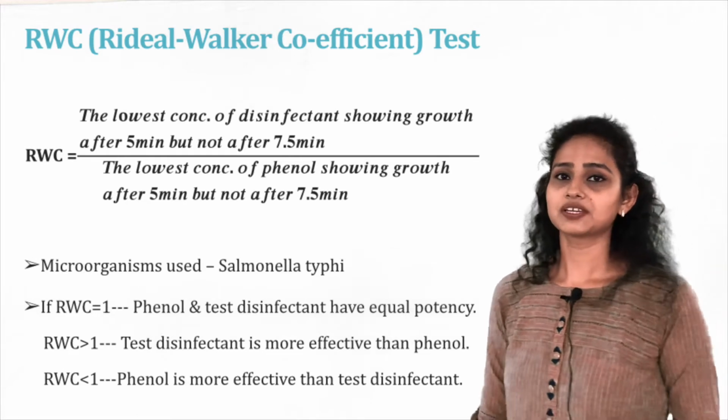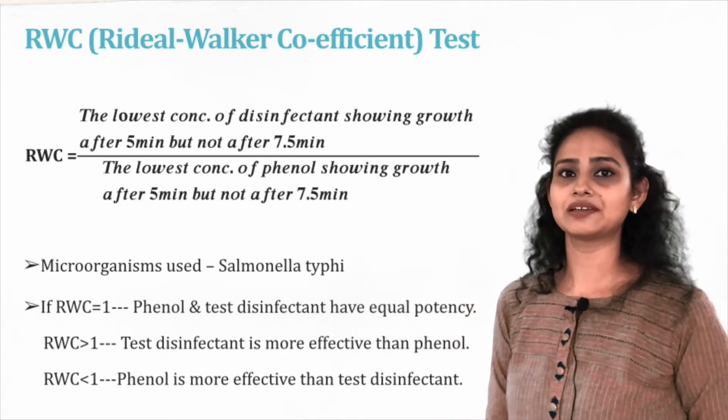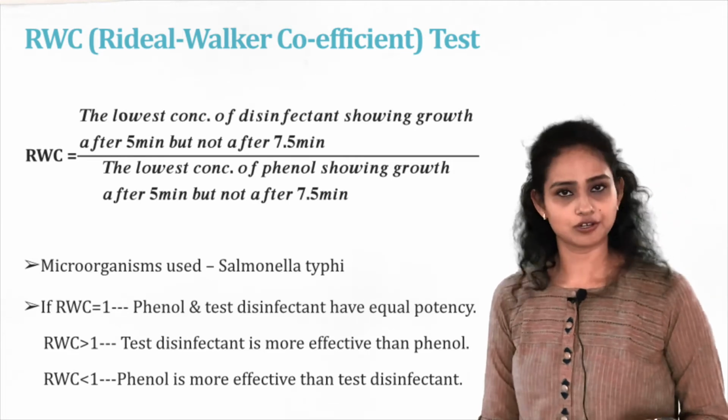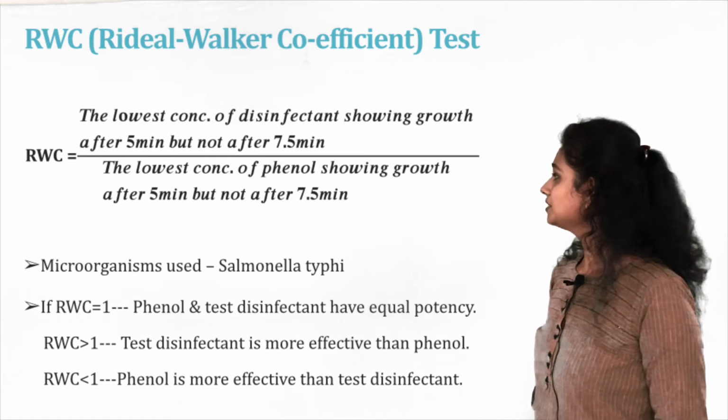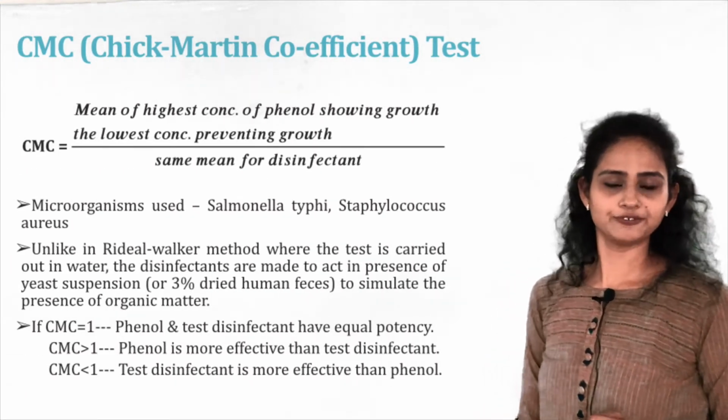Okay, this is how you can carry out the RWC test, phenol coefficient by RWC method, and you can decide whether your disinfectant is more efficient or not. Now, the next method is CMC, known as the Chick-Martin coefficient test.